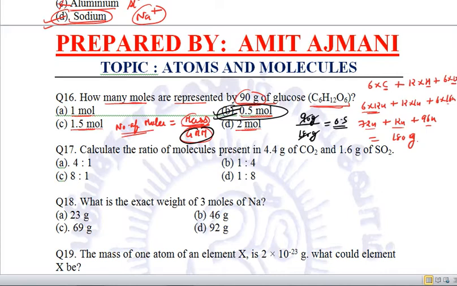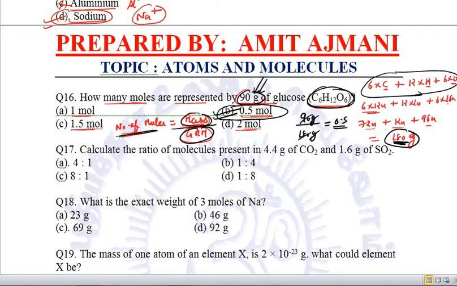I hope you are able to relate how we have actually done it. Right? Simply we have to apply the formula. Number of moles is equal to mass of the substance divided by gram molecular mass. The mass of the substance is given to us in the question, that is 90 grams. We simply have to calculate the gram molecular mass of glucose, and the way how to calculate we already know. We'll just calculate it, finding the value, putting it in the formula, getting the answer. Clear?